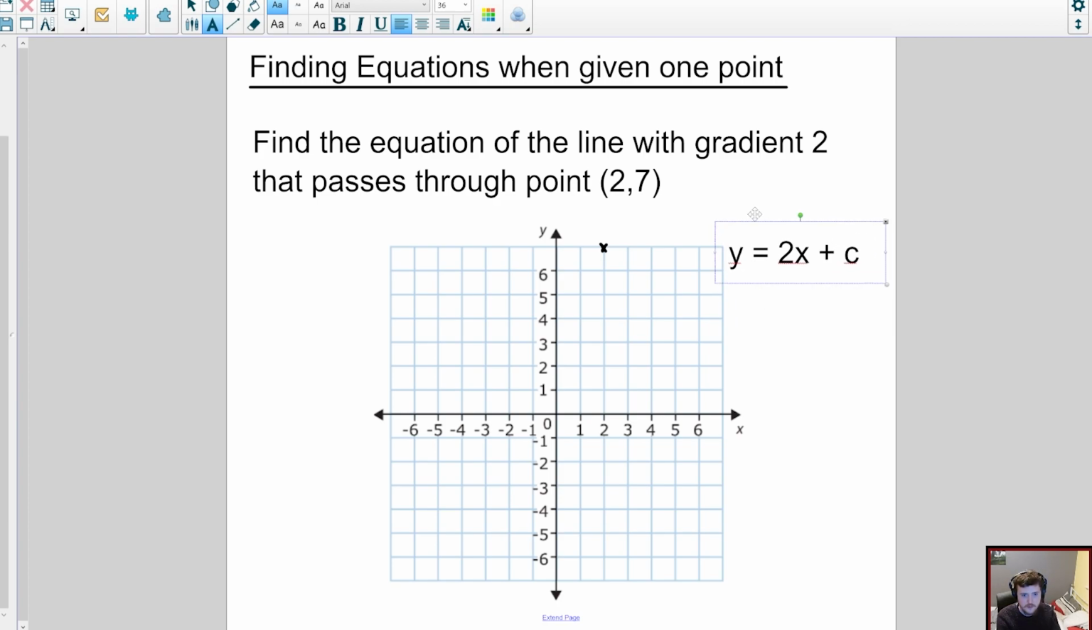So here, we're told that 7 equals 2 times 2 plus c. And so what is 2 times 2? Well, 2 times 2 is 4 plus c. So c must be 3. And so y equals 2x plus 3 is our answer for the equation, if you're not allowed to use a graph.